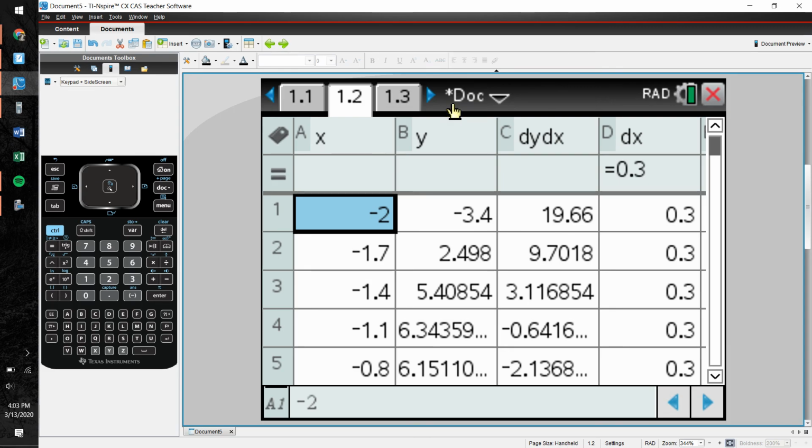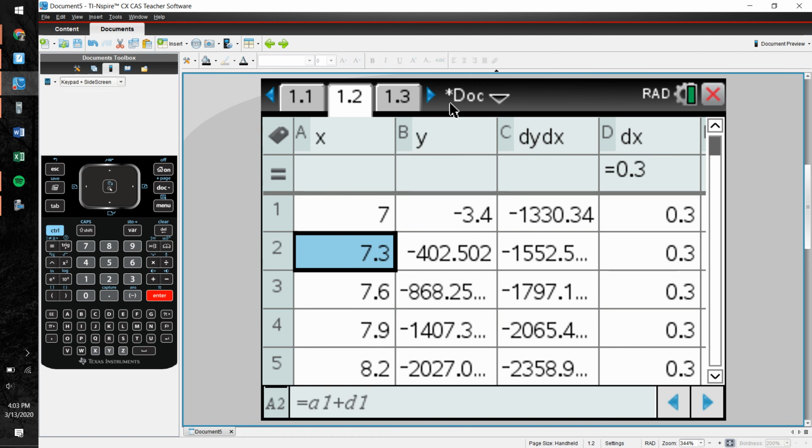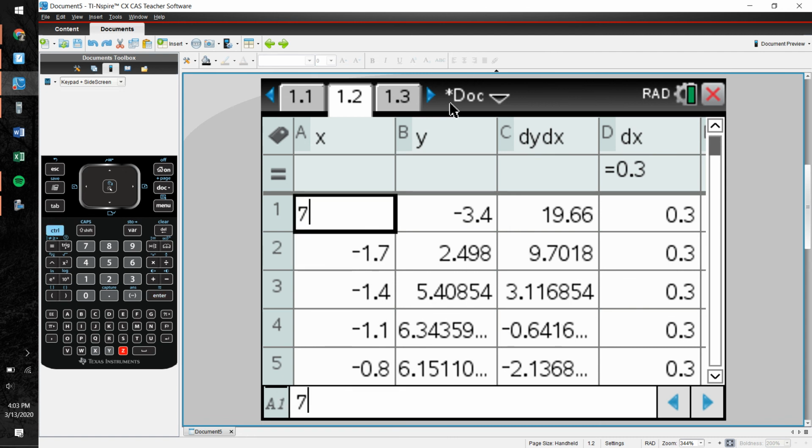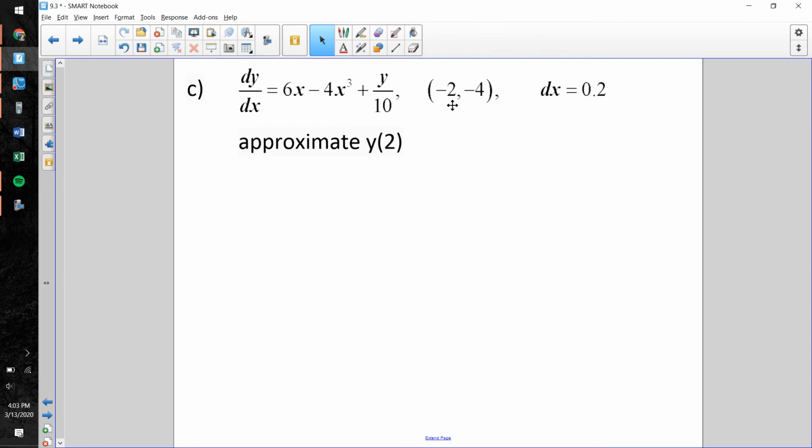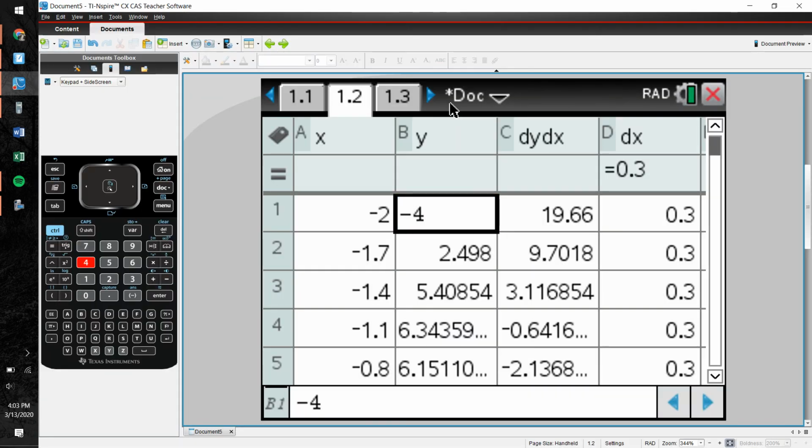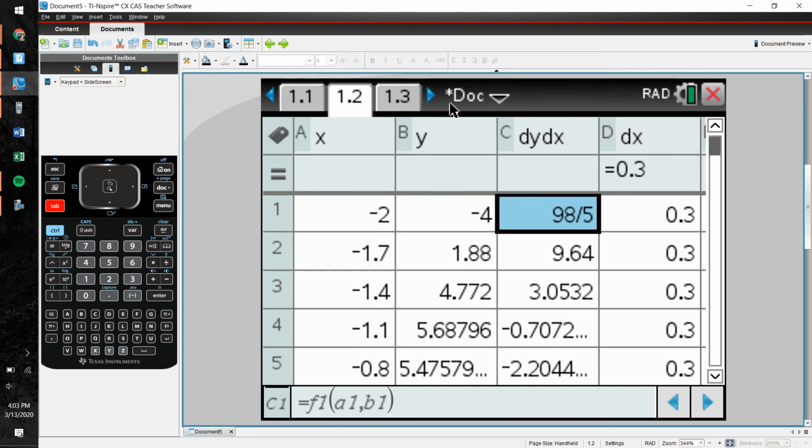If I did need to change it, let's just say to a +7, you'll notice that all of the other x values change as well. Okay, I just undid that. My initial y value in this problem is now -4, so we'll type that one in. The great thing about the derivative here is that the formula doesn't change.